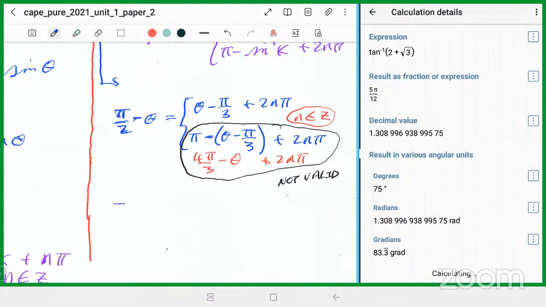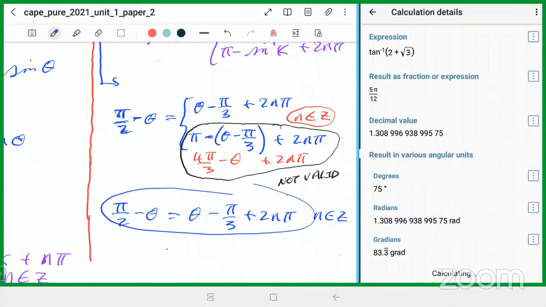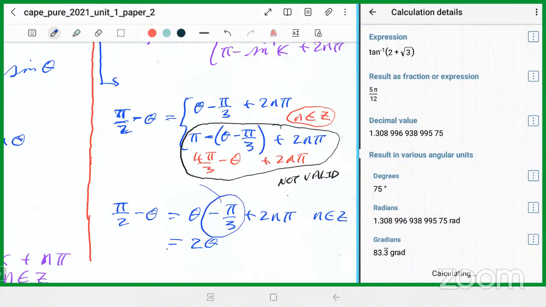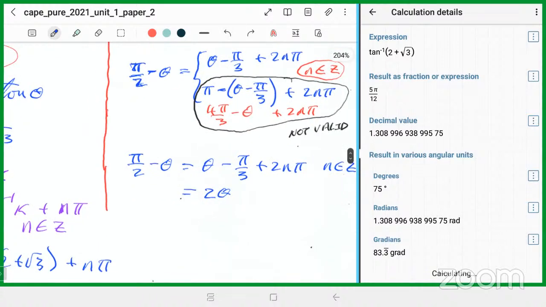So I'm gonna say pi by 2 minus theta equals theta minus pi by 3 plus 2n pi, where n is an integer. My solution rests in this. Let's consolidate the thetas now, right? So this theta come over here, so add with that, give me 2 theta. So I'm gonna get a 2 theta over here, so. And then this pi by 3 go over here, so I add with that, right? So I get pi by 2 plus pi by 3.